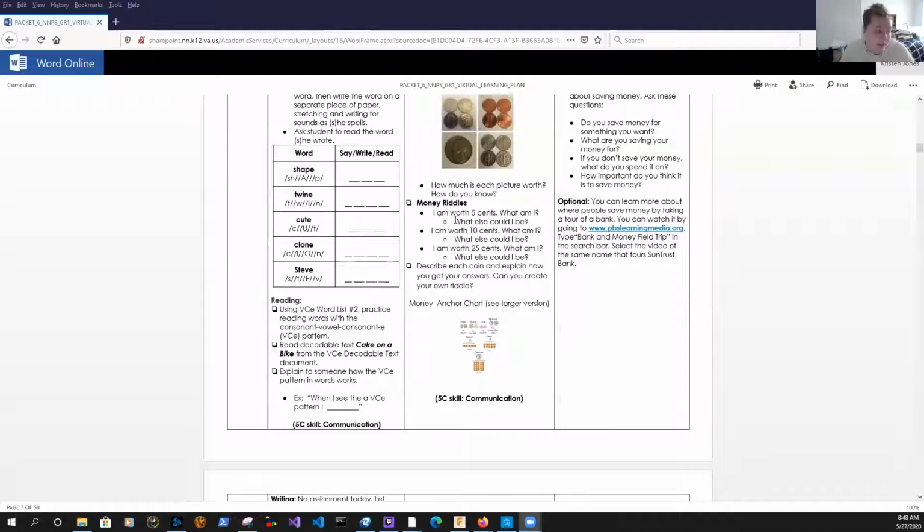So on a piece of paper, describe each coin. How do you know a dime is a dime? How do you know a penny is a penny? And explain how you got your answers to the clues. Can you create your own riddle?